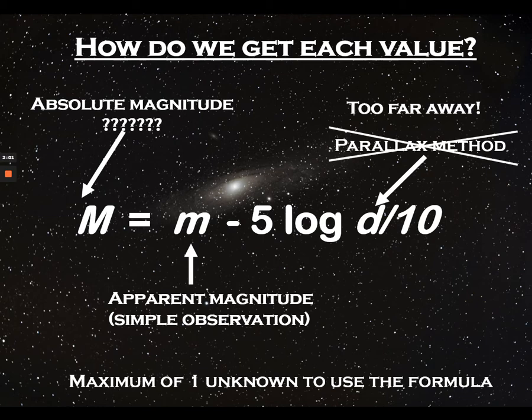What if it's too far away? The parallax method cannot be used. So therefore, we have two unknowns, absolute magnitude and distance. So we were stuck. We couldn't work out the distance to the faraway stars.